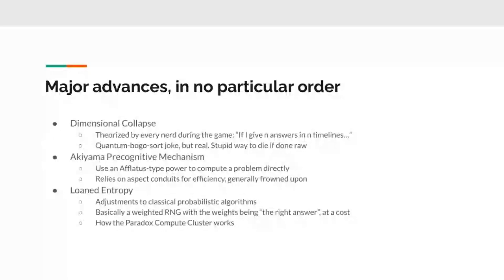There are a few major advances, in no particular order. First, there's dimensional collapse, which is theorized by every nerd during the game. If I give n answers to a problem in n timelines, then one of them has to be correct. There's a joke called the quantum BOGO sort joke, where you say, oh yeah, I can sort any list in one step. All I have to do is split the universe into all the universes where there are many permutations of this list, then pick the universe with a sorted list and destroy all the other universes. Bam, one step. This is a stupid thing to do, and it's a stupid way to die if you actually try it, so don't.